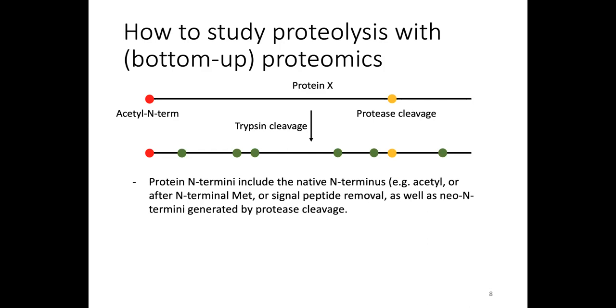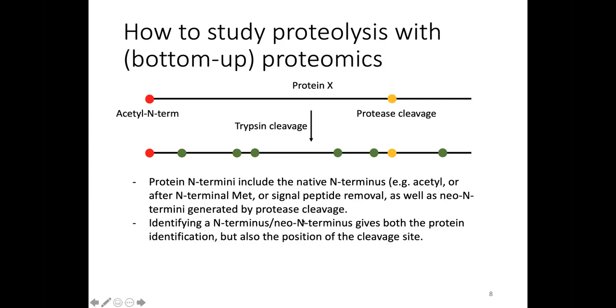So protein N-termini include the protein's native N-terminus. This could be acetylated, it could have removal of the N-terminal methionine, or it could, for example, have signal peptide removal. It also includes neo-N-termini, which are generated by the activity of proteases within the cell. In this context, it could be viral or cellular. So N-terminomics is the study of all N-termini.